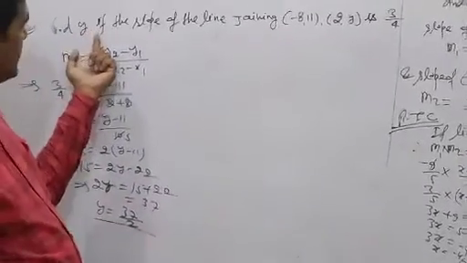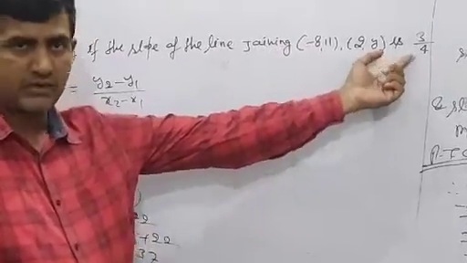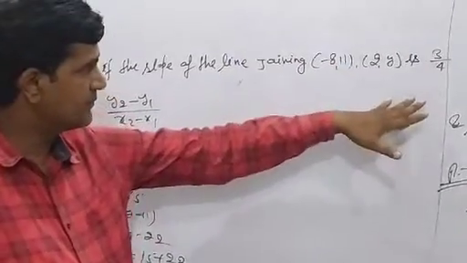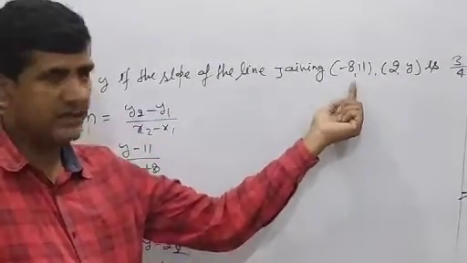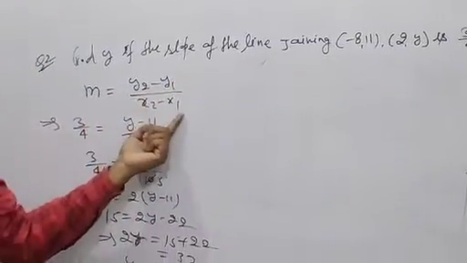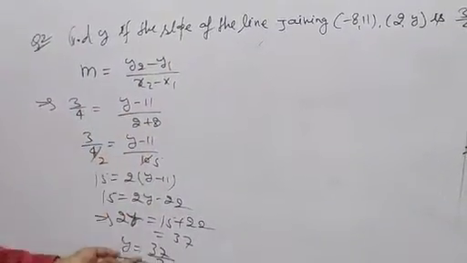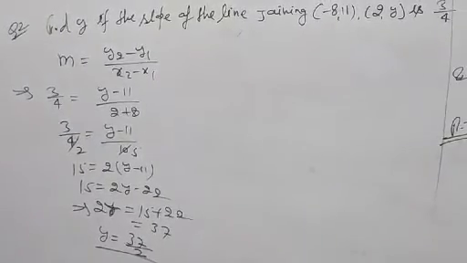Find the y if the slope of the line joining this and this is 3 by 4. Here 3 by 4 is the slope of the line joining these points. First of all find the slope of this and this line, y2 minus y1 upon x2 minus x1. We will put the values here and find the value of y. Clear?